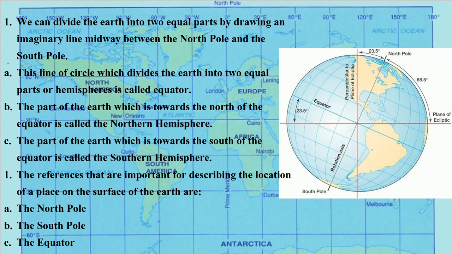What are the two hemispheres called? The part of the Earth which is towards the north of the equator.